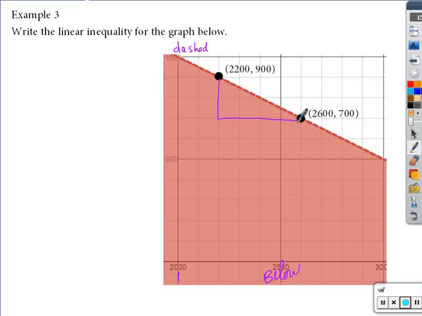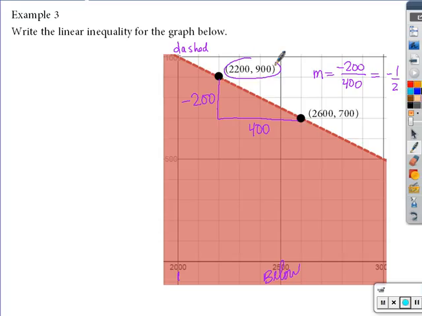All right, now I can't count blocks though because my units aren't in ones. So if I go from 900 here down to 700 here for y, that means I went down 200, so -200. If I go from 2200 x here to 2600 x here, I run 400. So my m is -200 over 400, which reduces to -1/2. So I have my m. I do not have my y-intercept.